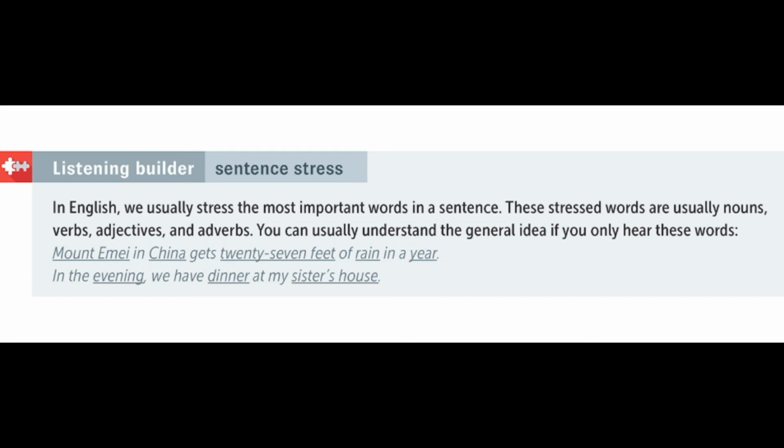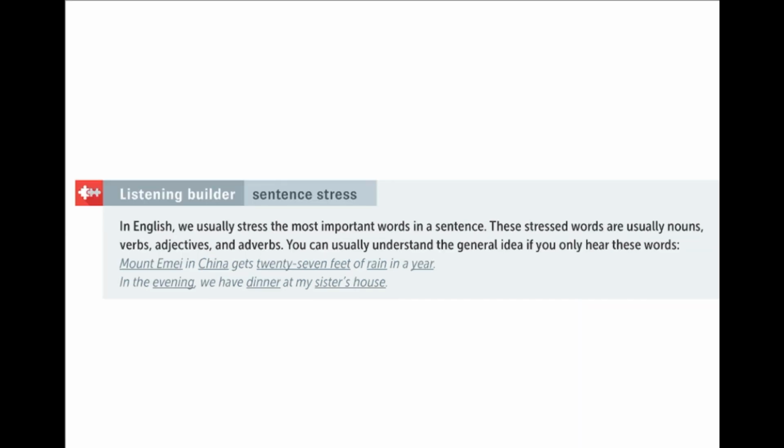Mount Ma in China gets 27 feet of rain in a year. So the underlined words here are the ones that are stressed in the sentence, and they are the most important ones to be understood, right? The second one, in the evening, we have dinner at my sister's house. So evening, dinner, sister's house are the most important words in this sentence, and they are the stressed words, right? Did you get it?